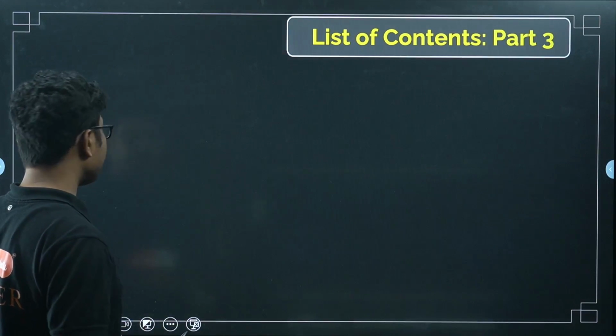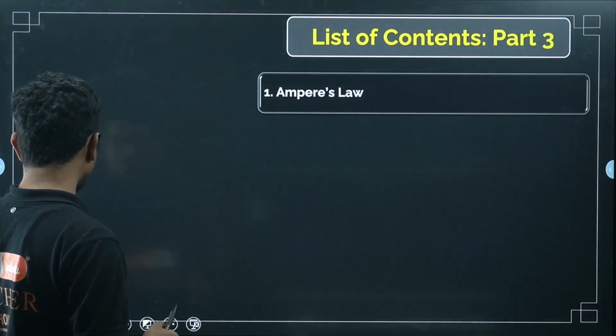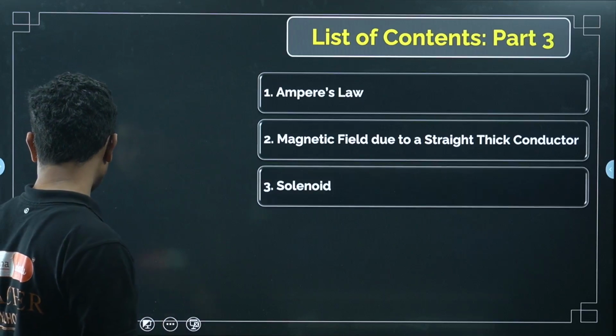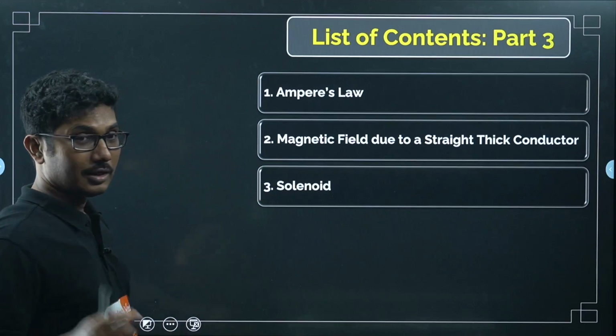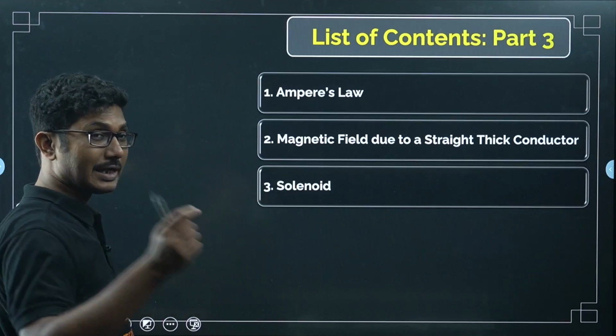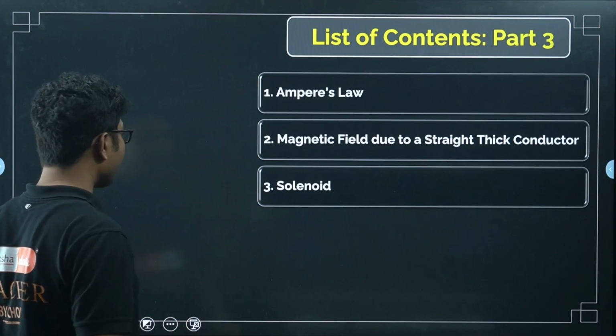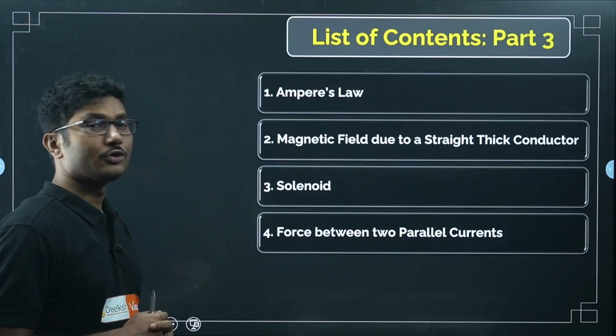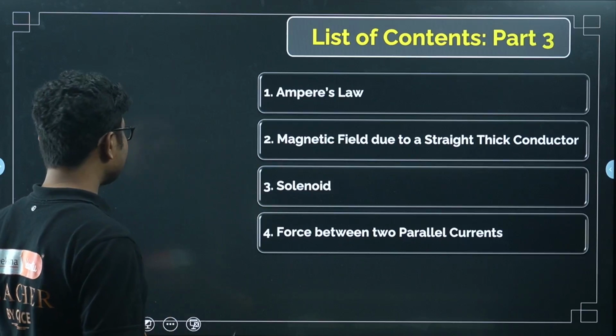Now let's start with today's topic. What all we are going to discuss? We are going to start with Ampere's law, then we are going to discuss magnetic field due to a straight thick conductor. We have already learned straight conductor, but I made a mistake. I will be correcting that today. Then we will study about solenoid, and then we will learn about force between two parallel currents.